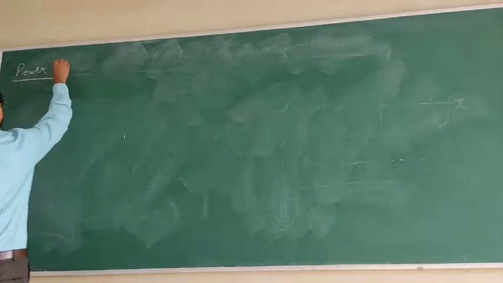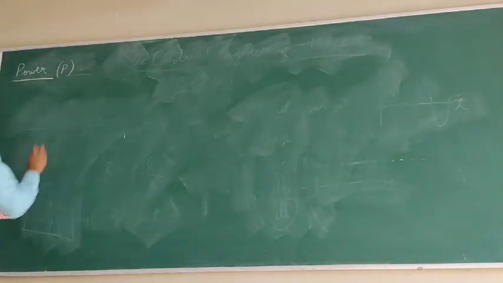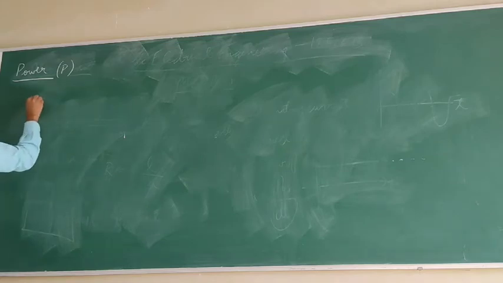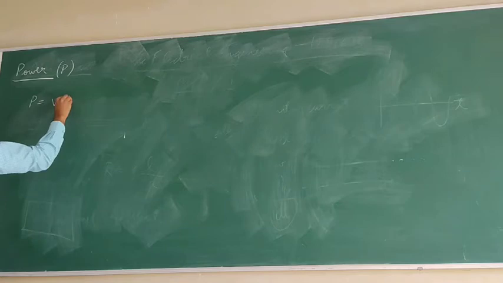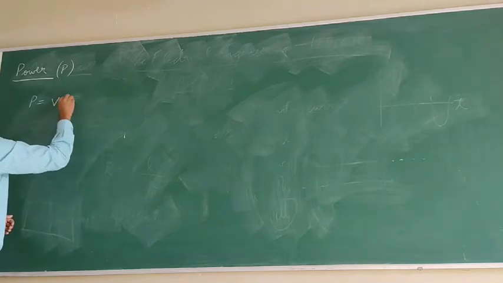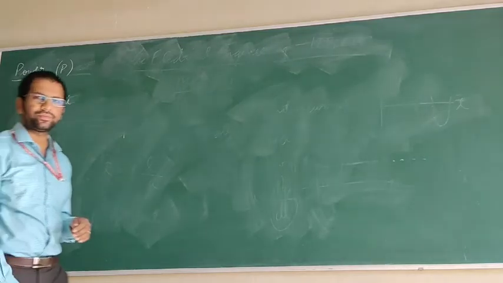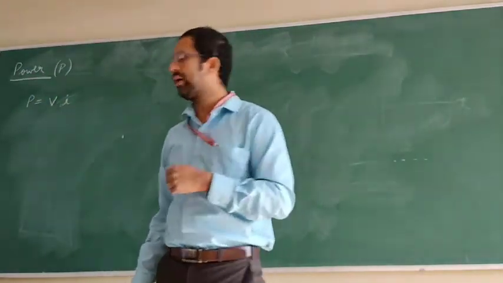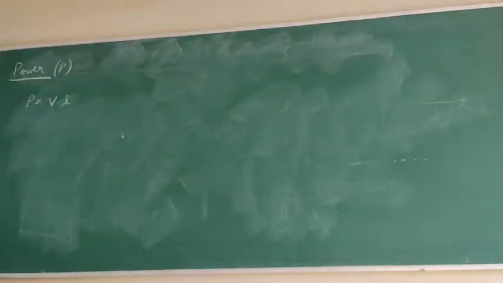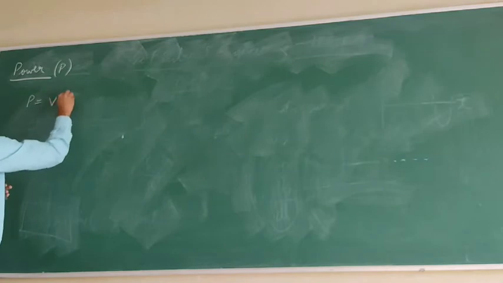Power is given by P. It is the rate at which work is done. So P is equal to V into I. Rate at which work is done, V into I. You can even take a small or capital letter I also. There is actually no hardcore rule with this. You can take capital letter I. That's no problem.